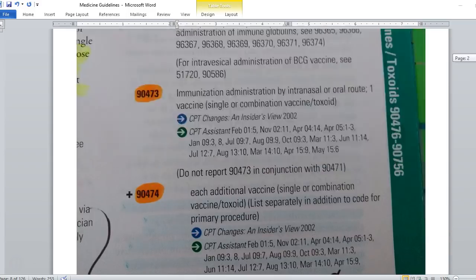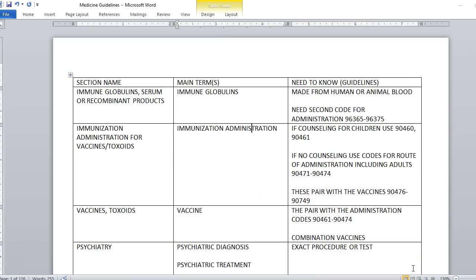So let's go back to the top for a minute. So keep in mind, immunoglobulins use separate administration codes. We have the immunization administration codes, which pair with the vaccine codes. Then we're going to have the vaccine codes. But when it comes to the administration of the vaccines, if they're under 18, counseling needs to be taken into account. If there's no counseling or they're of any age, then it's route of administration for the administration codes, okay?